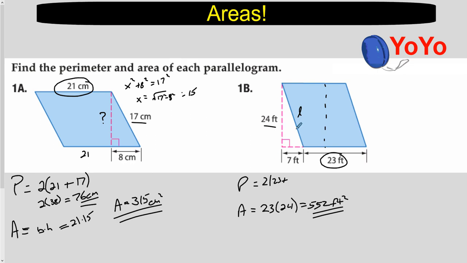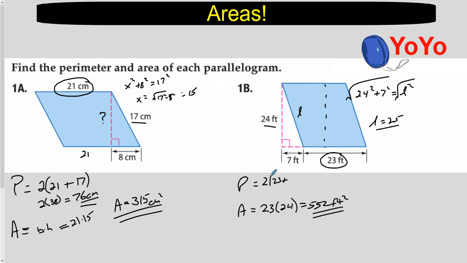Now the perimeter, 23 times 2, but I don't know this side length over here, right? Again, it's a right triangle though, so if I do 24 squared plus 7 squared, that should be L squared. So the square root of that would just be L. I'm looking for the hypotenuse this time, so I don't need to subtract. And this L will be 25.